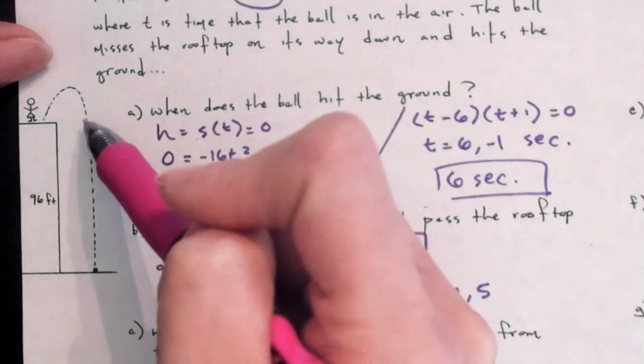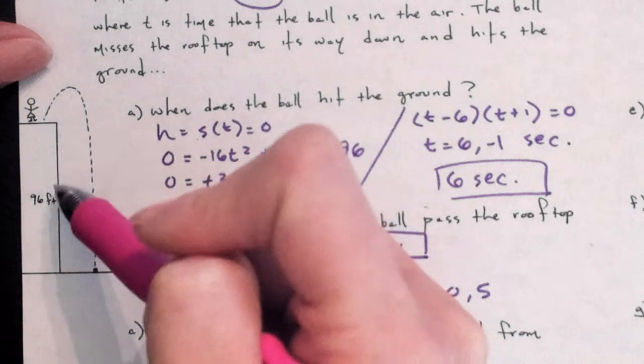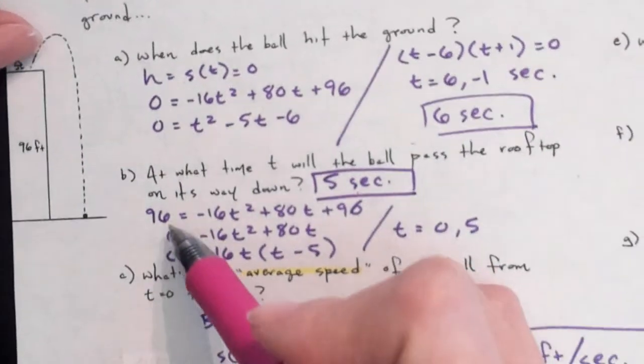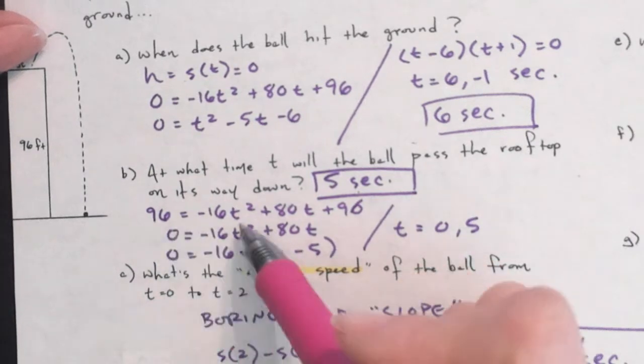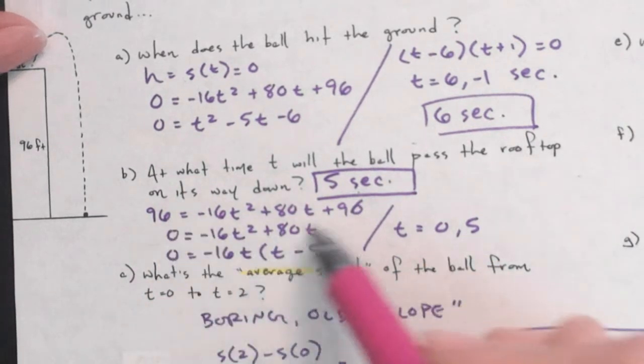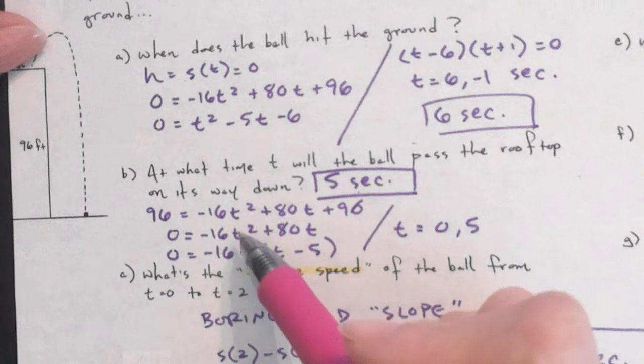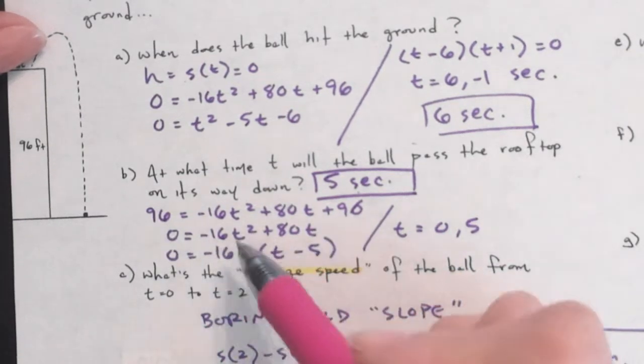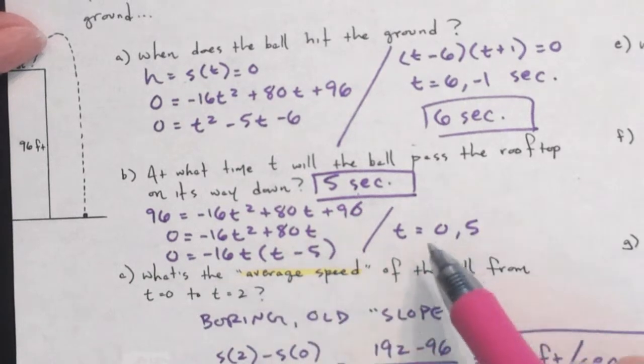So the height right here is 96, right? So like this is 96 and this is 96. So we set the height equal to 96. We subtract it to the other side, and then you factor, and then you get 0 and 5.